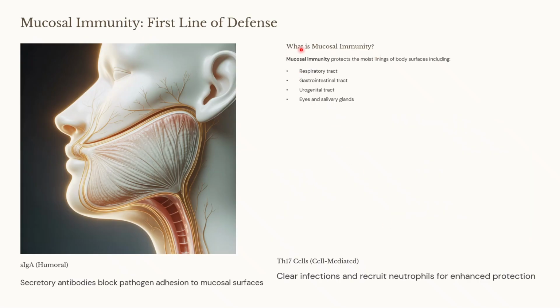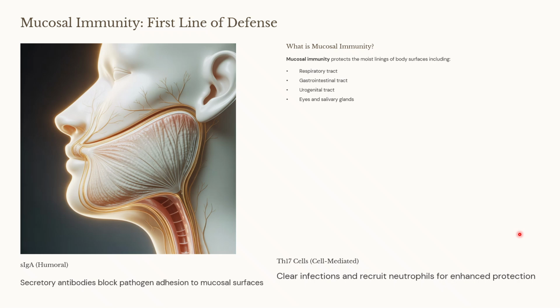What is mucosal immunity then? Mucosal immunity, as the name says, mucosa. Mucosal immunity protects the moist linings of our body. What are they? The respiratory tract, the gastrointestinal tract, the urogenital tract, eyes, as well as the salivary glands. Defects in the mucosal immunity can lead to recurrent infections via these moist linings, such as sinusitis, pneumonia, gastrointestinal infections, eye infections, salivary gland infections too.